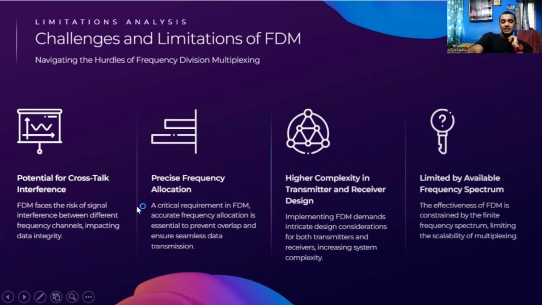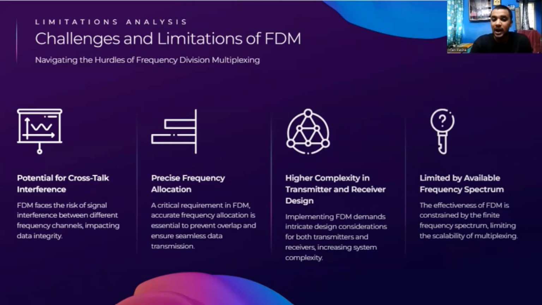Moving on to the next, precise frequency allocation. Does FDM not allocate frequency precisely? Let's check. A critical requirement in FDM: accurate frequency allocation is essential to prevent overlap and ensure seamless data transmission. If FDM was precisely allocated, it would ensure seamless data transmission without any loss of data.